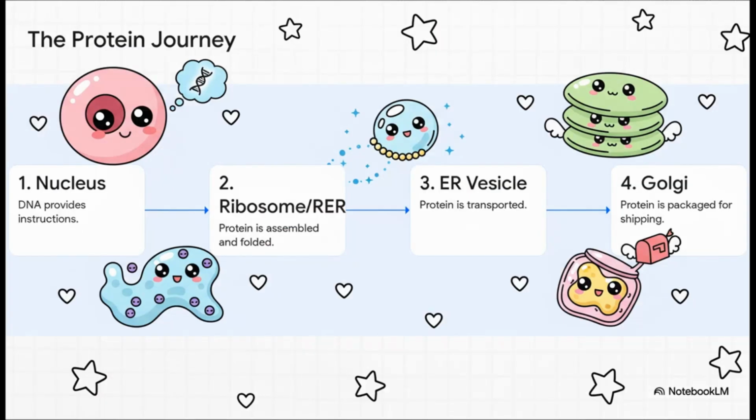So let's just trace that journey one more time. The nucleus sends out the order, a ribosome on the rough ER builds the protein, the ER folds it up and sends it on its way. Then the Golgi apparatus receives it, packages it perfectly, and ships it out. It's just a beautifully coordinated, high-efficiency assembly line.